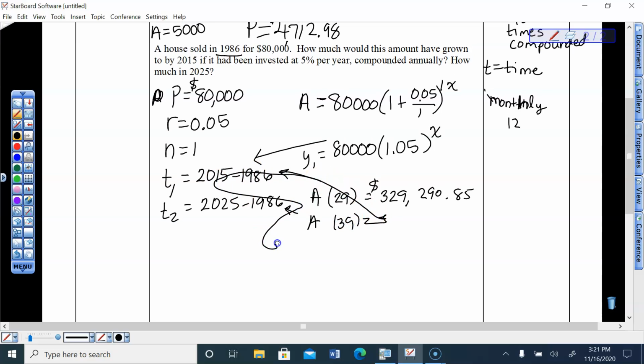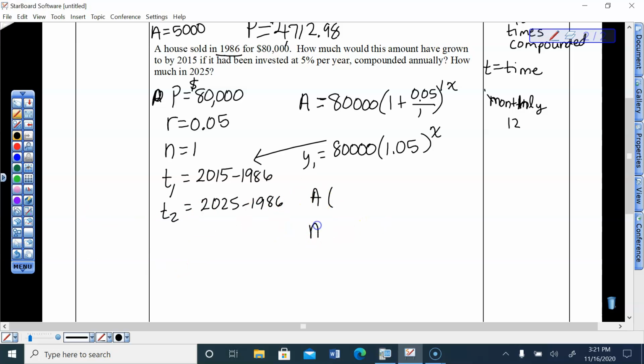Whoa, okay, I pushed a button. I don't know what I did, sorry about that. Oh my goodness, I erased it. Hopefully you got that other one down. That was $536,380.09. And I'll put the 29 back up there.